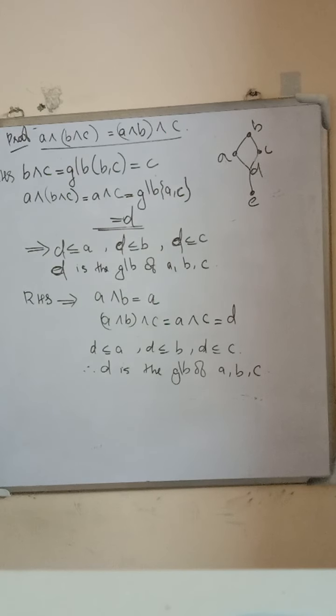From this, we can prove the associative law, (A meet B) meet C is equal to A meet (B meet C). Similarly, we can do the proof of (A join B) join C is equal to A join (B join C). You try to check that equality by this Hasse diagram.